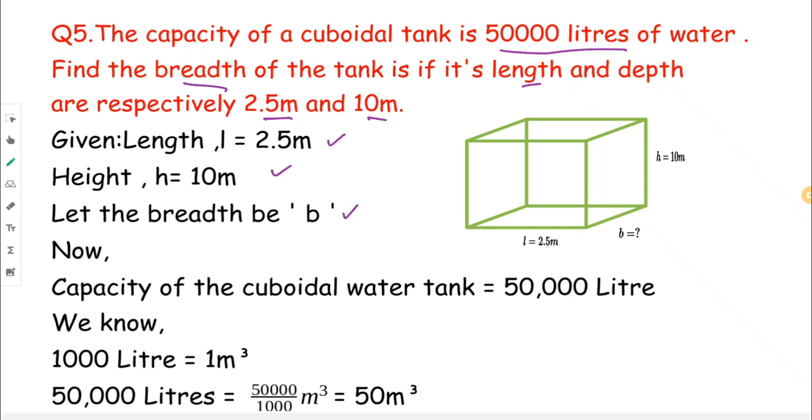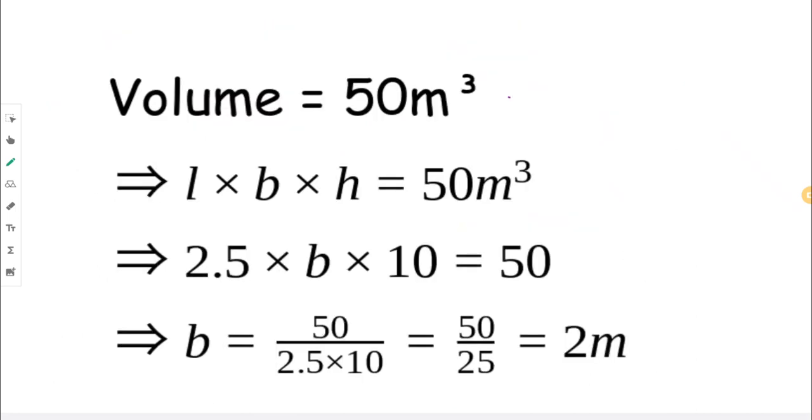Let the breadth be b. So they've given us a capacity. Capacity is 50,000 liter. Capacity or volume, it can hold inside this cubical tank. So we know 1,000 liter equals 1 meter cube. So I'm going to convert this liter in terms of meter cube. Simply I just have to divide by 1,000. Clear? So when you divide, I'm going to get 50 meter cube.